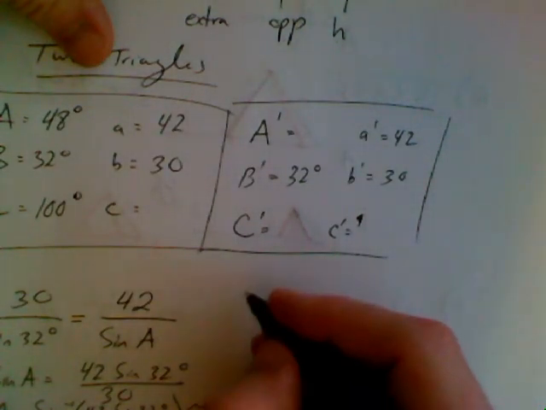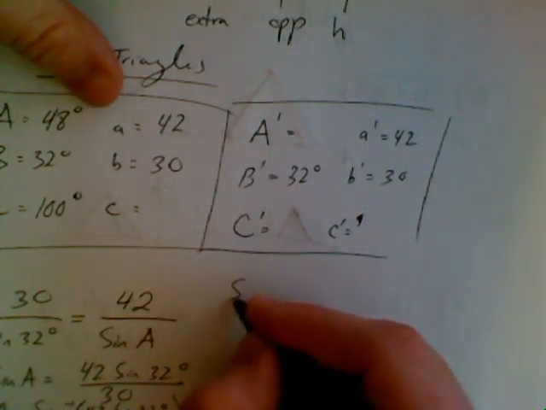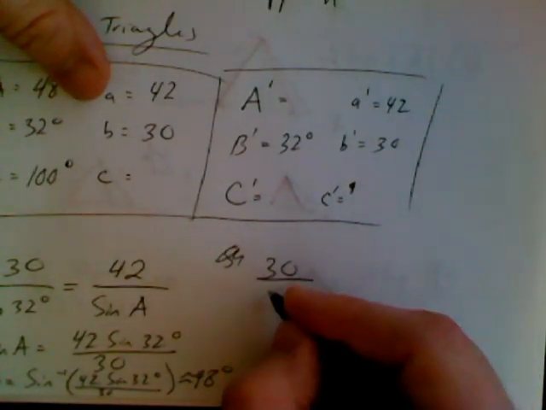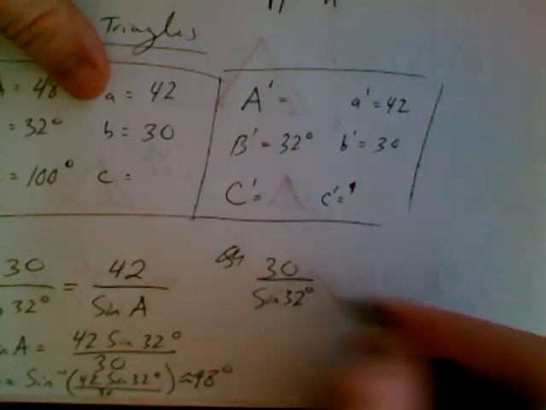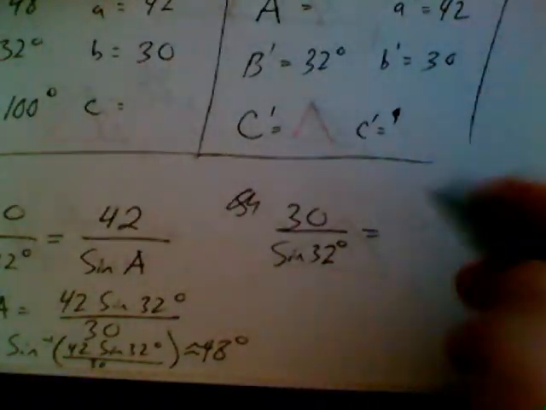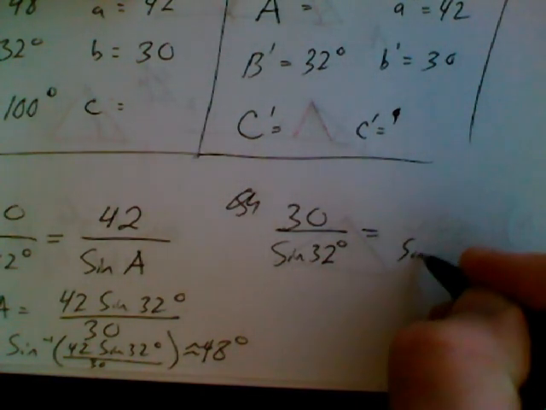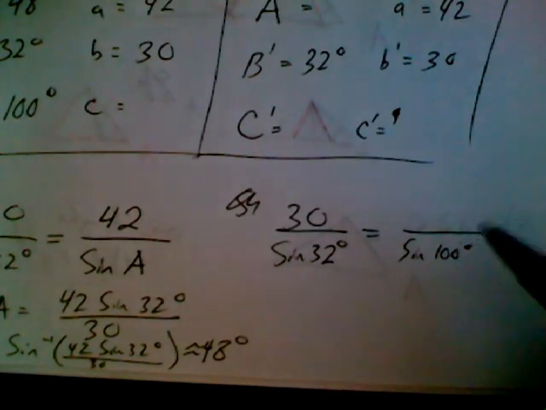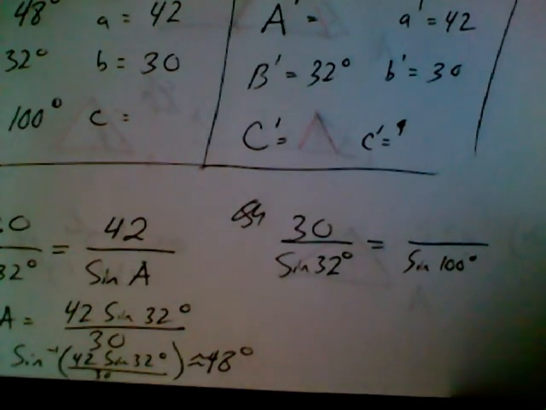So I'm going to go ahead and have 30 divided by the sine of 32 degrees is equal to, it's going to be the sine of 100 degrees. And again, we try to avoid using this information, but we're going to go ahead and use this information, okay?